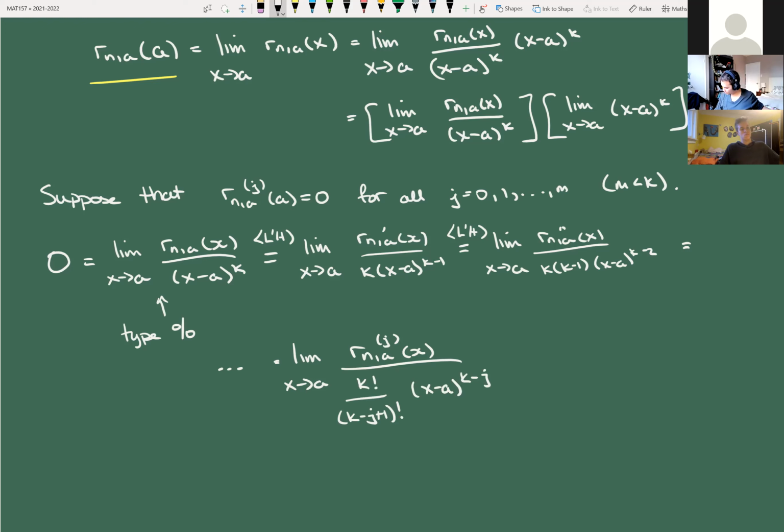Right? So let's just double check this. In the second derivative, I've got k factorial divided by k minus 2 plus 1, which is k minus 1. Oh no, it should just be k minus j. Right.